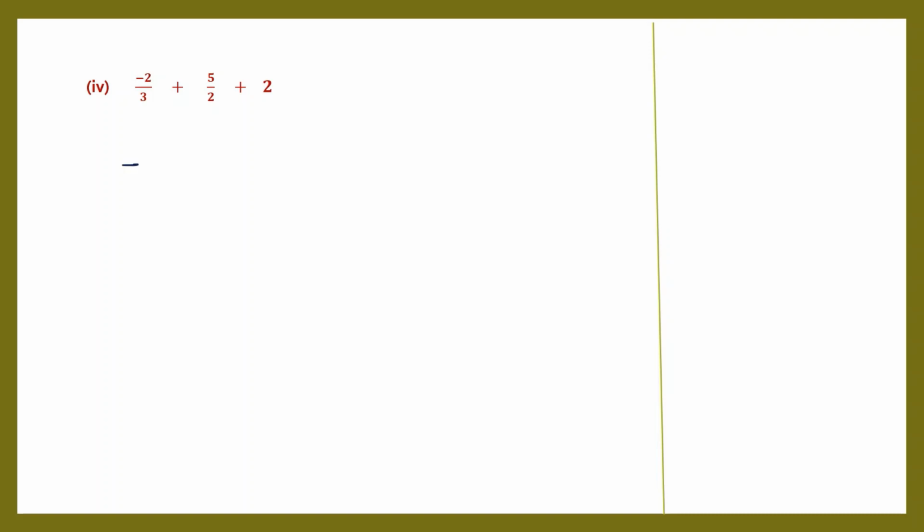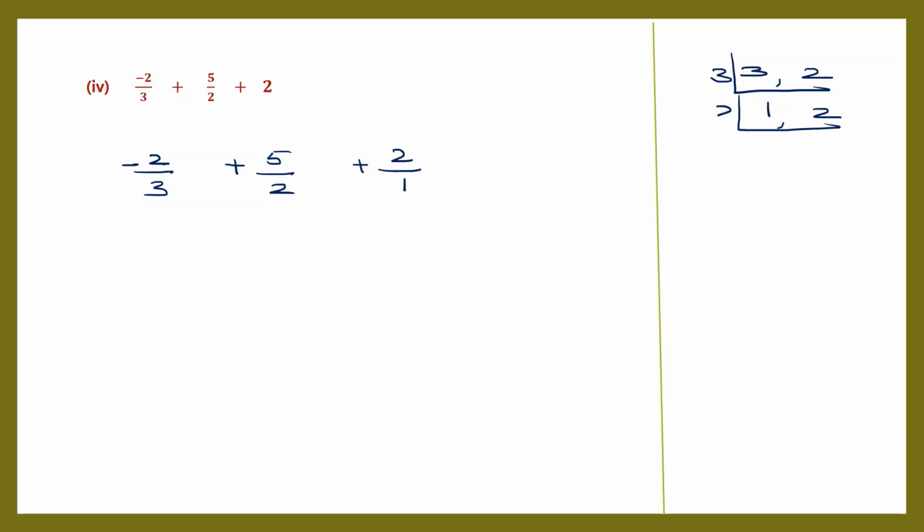Okay, so let's write that down. So this is minus 2 by 3 plus 5 by 2 plus, now we'll write 2 by 1. Now let's find the LCM of 3 and 2. So let's start with 3 itself. 3 ones are 3 and I bring down 2. Now I can use 2, 1 and 1. So what is my LCM? LCM is equal to 3 into 2. 3 twos are 6. So let's use 6 as the common denominator now for all.